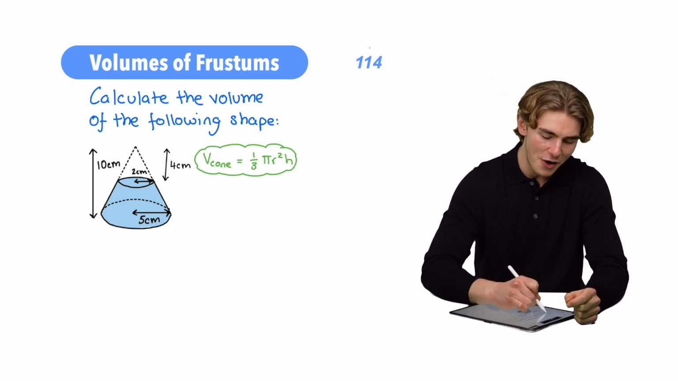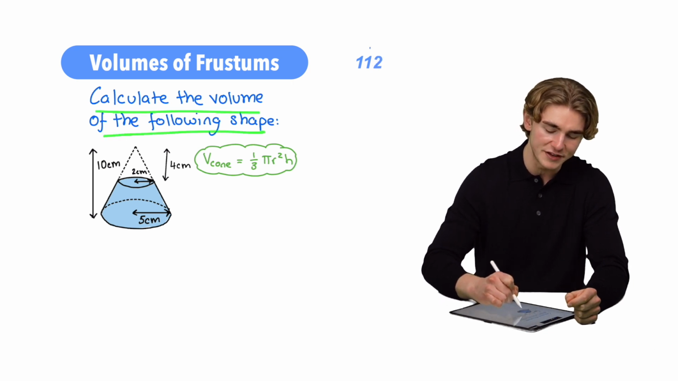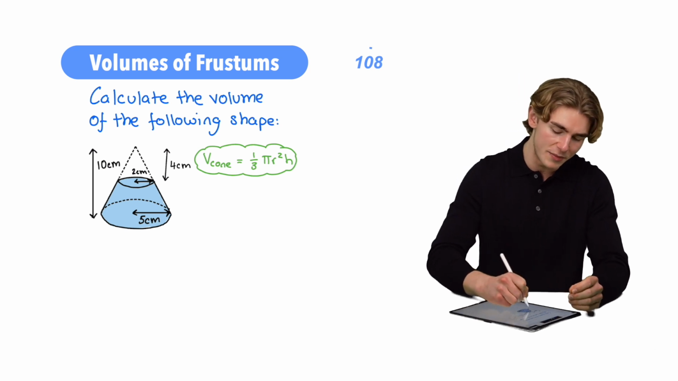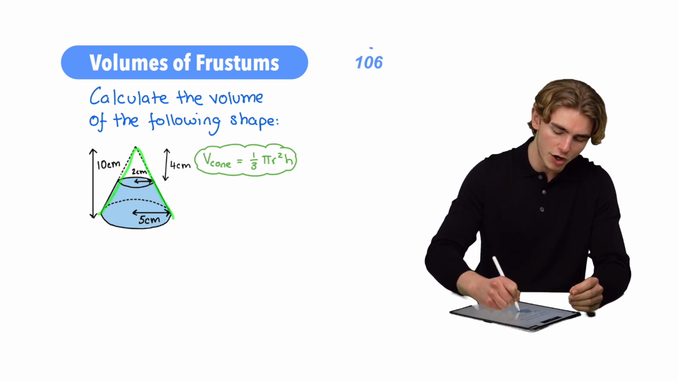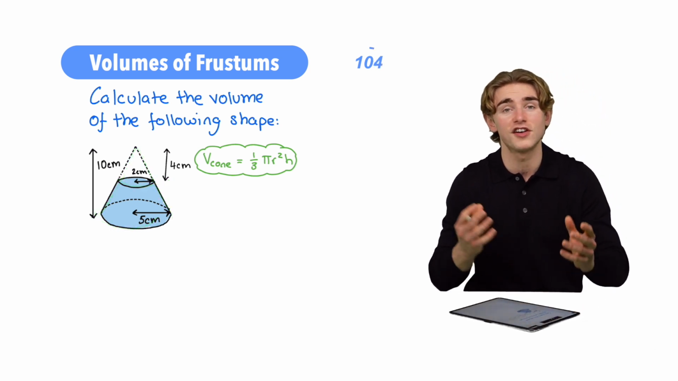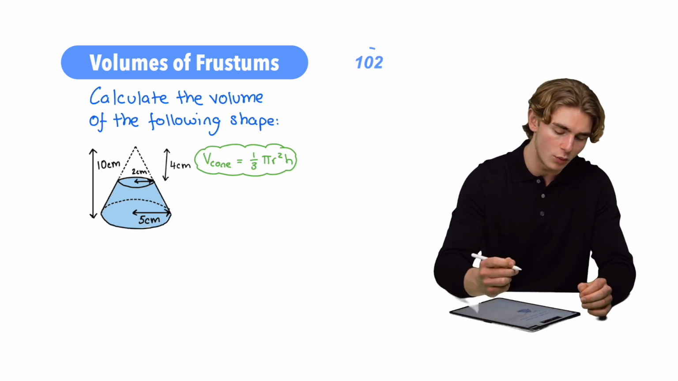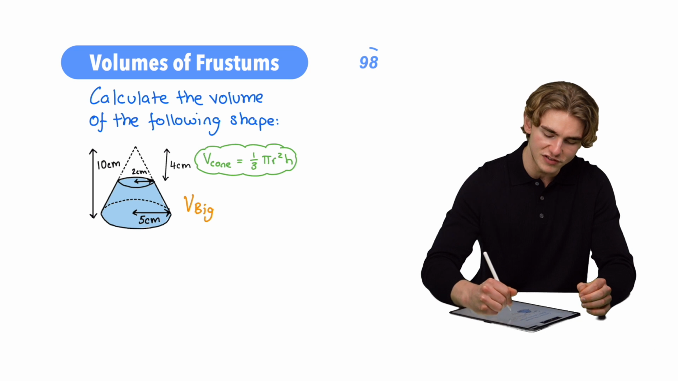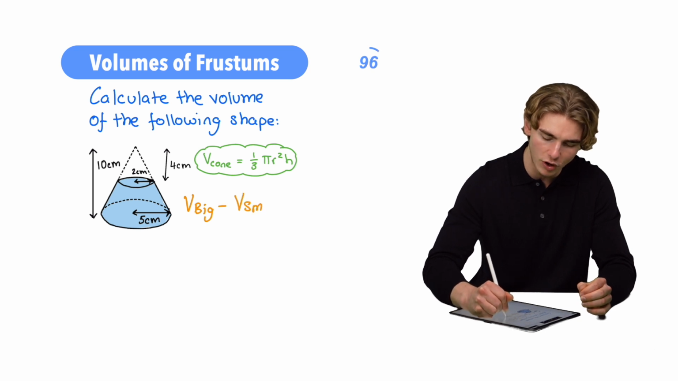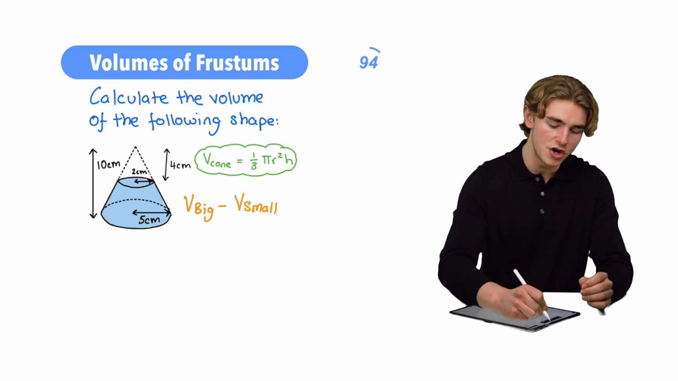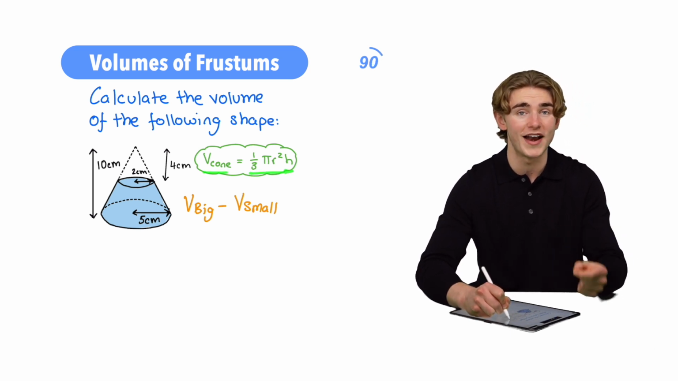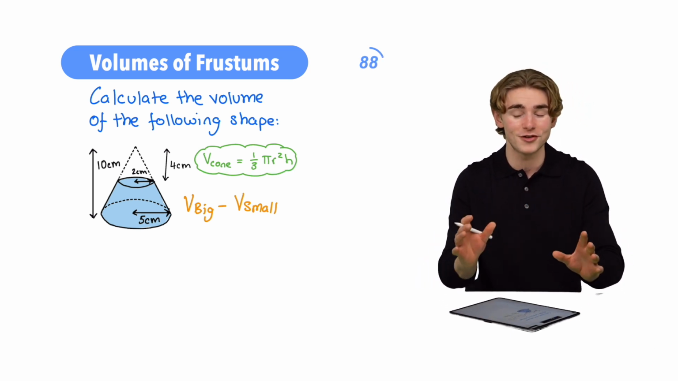It asks us to calculate the volume of the following shape, and the shape that we have is a frustum. Now, a frustum is essentially going to be a larger cone with a smaller cone cut off the top of it. So to work out the volume of that shape, we're going to work out the volume of the bigger cone, and we're going to subtract the volume of our smaller cone. Now, what's that going to give us? We know that the volume of a cone can be calculated using 1 over 3 pi r squared h. That's going to be a formula which is given to us in the exam.